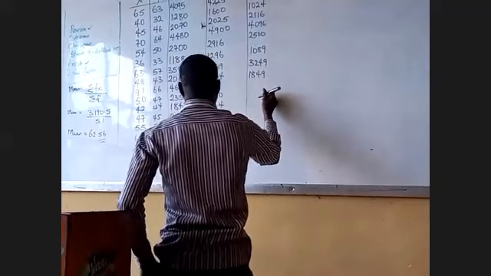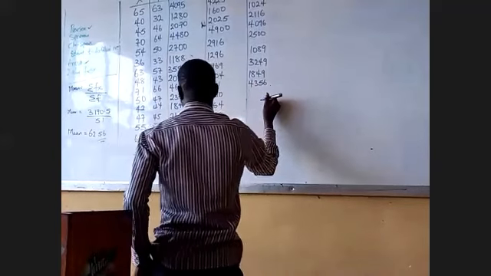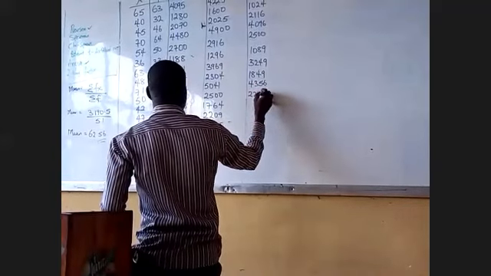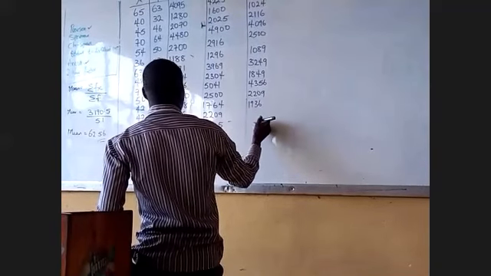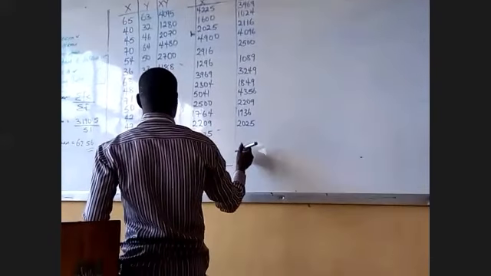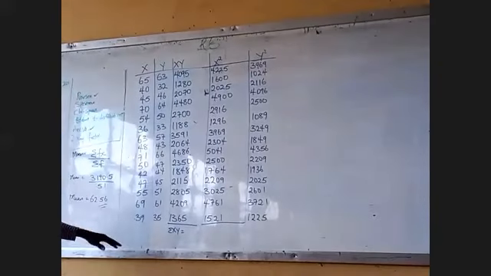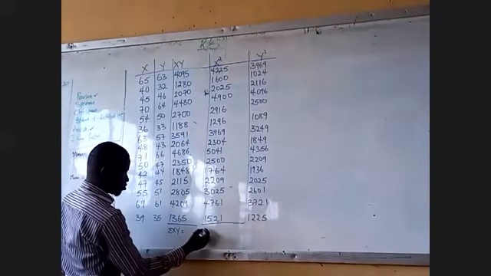60 square, 47 square, 44 square, 45 square, 51 square. So we just need to find the summations. So let's start. Let's find our summation xy.